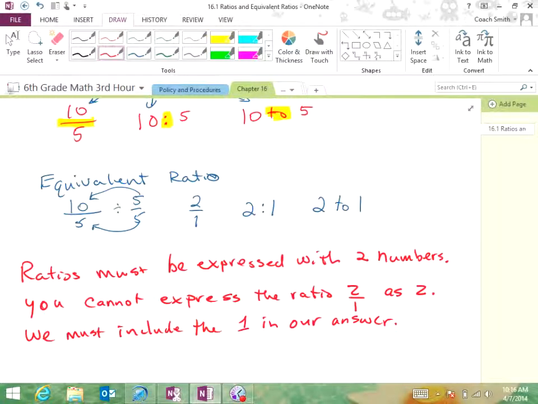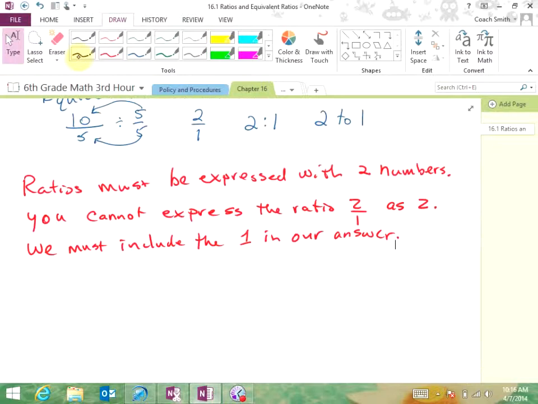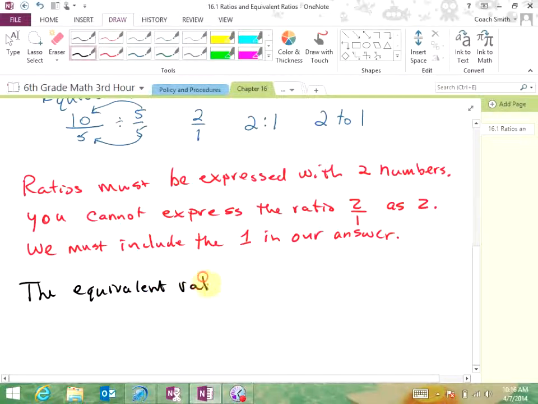Okay? So, basically the equivalent ratio. The equivalent ratio is just like an equivalent fraction.